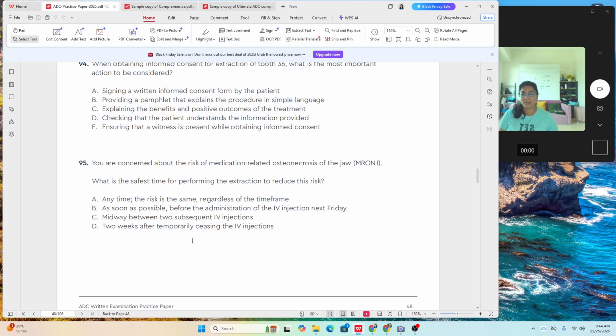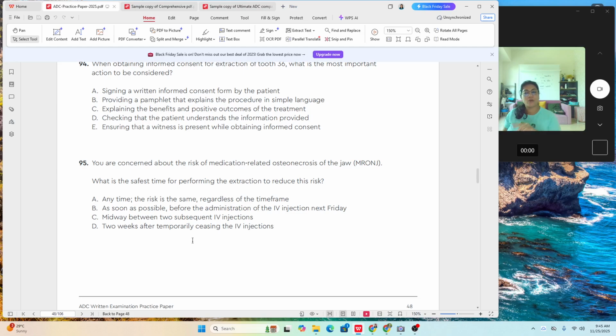Option A, anytime the risk is the same, regardless of the time frame, is wrong. As soon as possible before the administration of the IV injection next Friday, correct. Midway between two subsequent IV injections. This would be my next best option if option B was not available. Sometimes my candidates get confused. They're like, why not option C? Option C is not wrong, but if I have the option of B, I will prefer that.